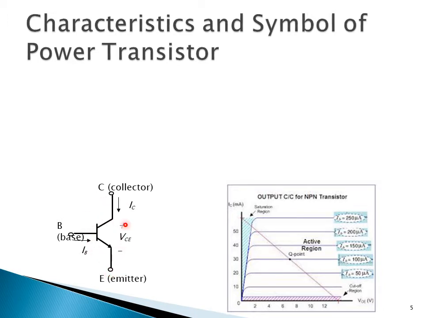So when is it in the cutoff region? When your base-emitter is reverse biased. We'll see into the different regions. And also when the base current is removed. So these are the two times when it is in the off state.